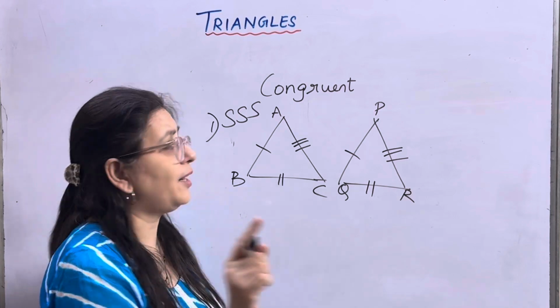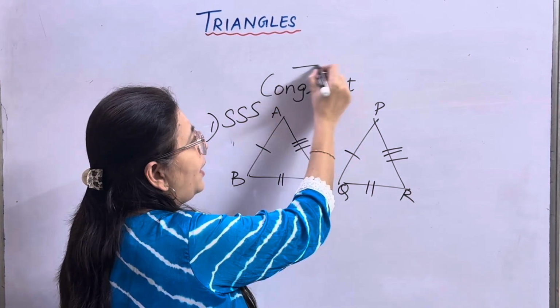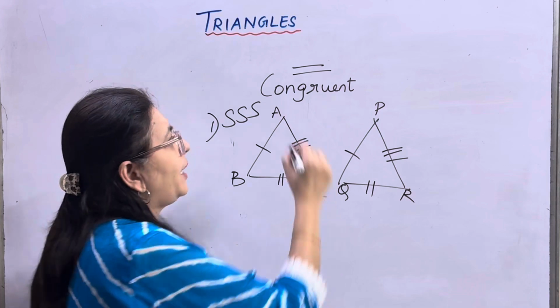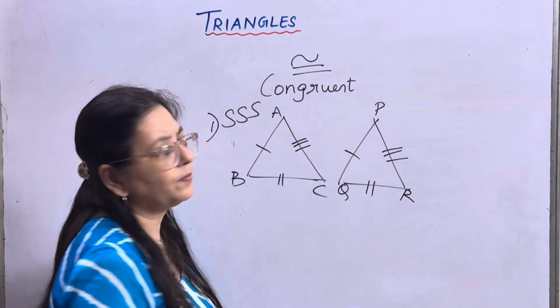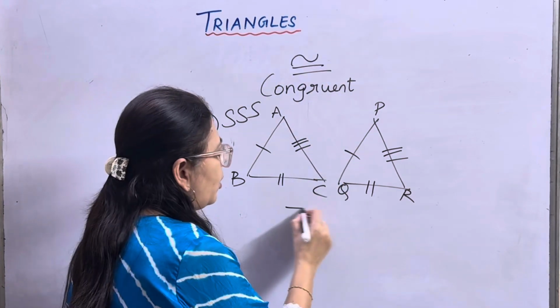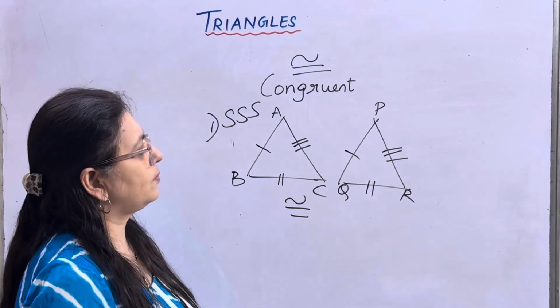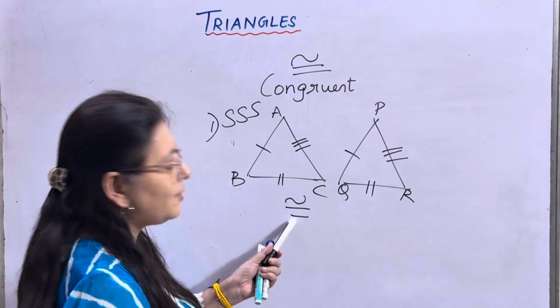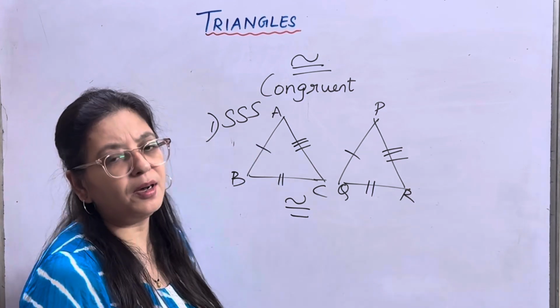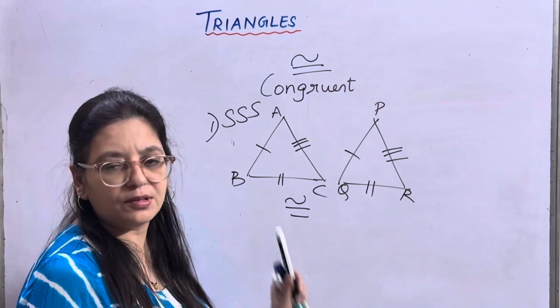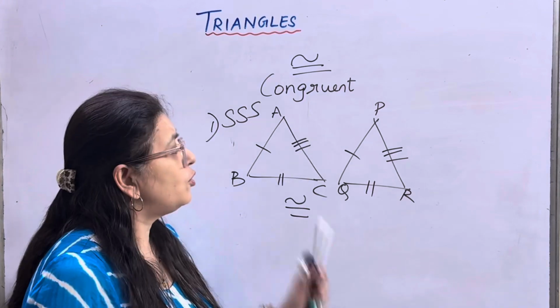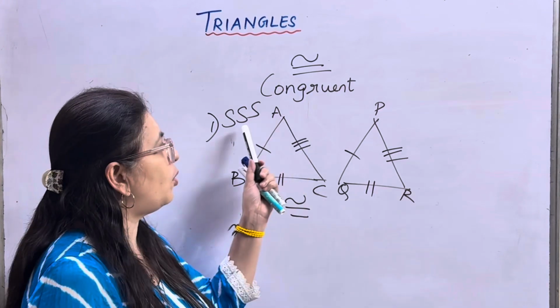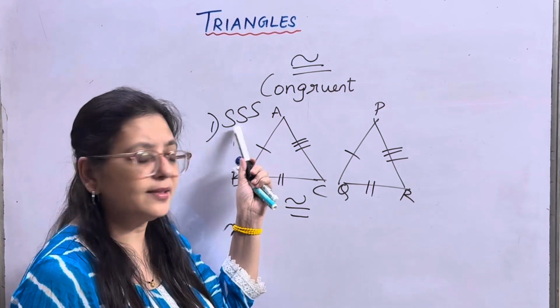And what is the symbol for congruency? You will put an equal to sign and a curve. Okay, you can also put it like this. This is also fine. This is more appropriate. In a few schools they allow this, but this is more appropriate. So two triangles are congruent over here by the SSS test.